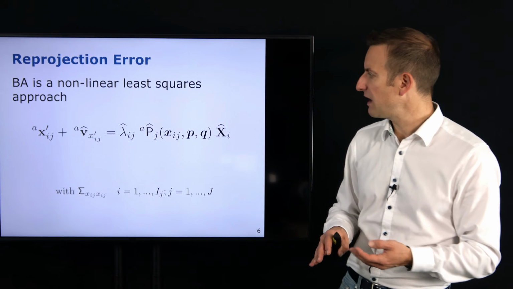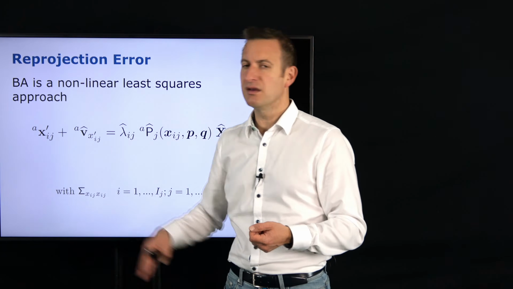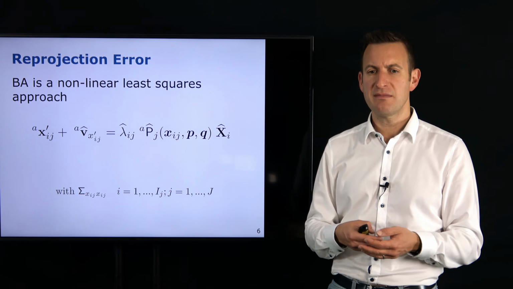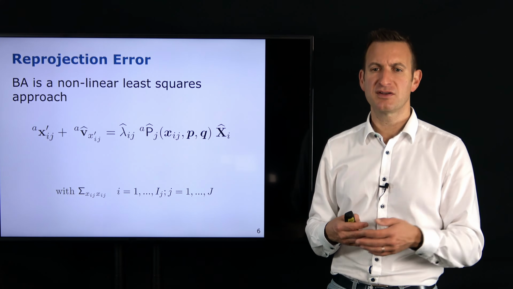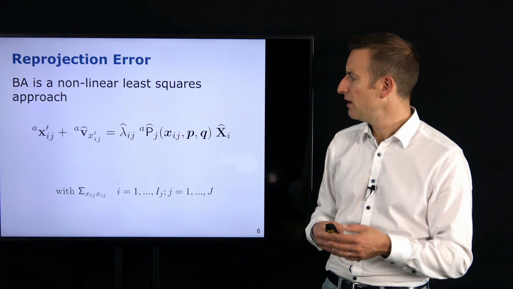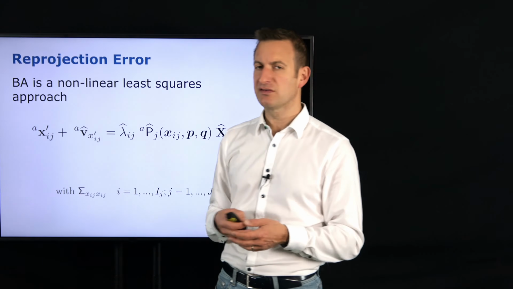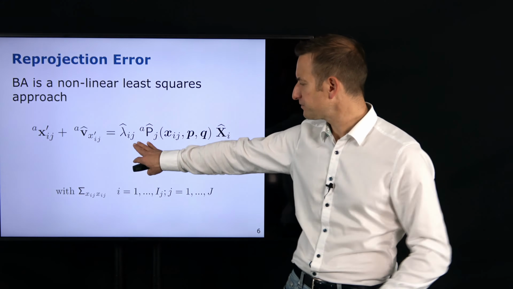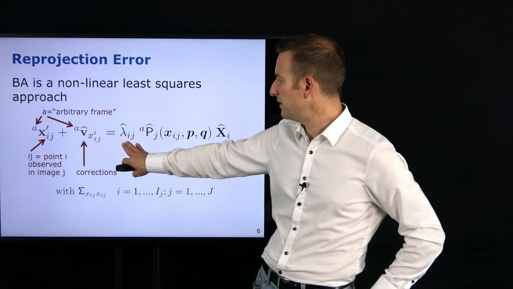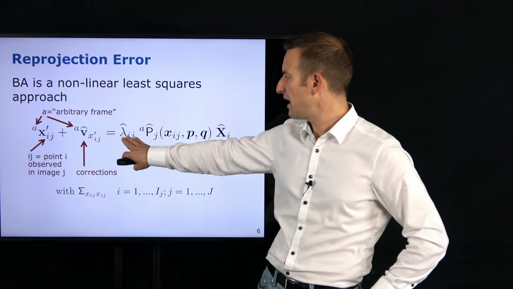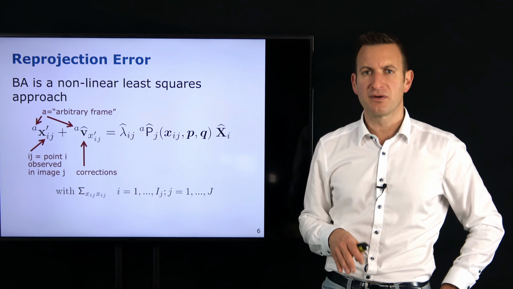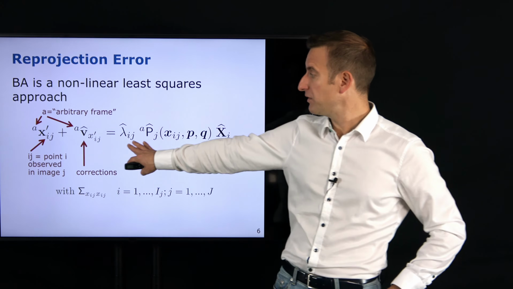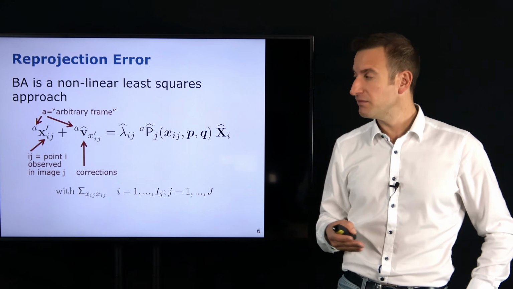We can actually set that up in the following form. We have here the coordinates of a point in an image, x_ij, where i is the index of the point and j is the index of the image. So this is the 2D pixel location of a point in an image. Then we have our corrections applied to it. And then on the right-hand side of the equation, we have a scale parameter resulting from the fact that we are living in a homogeneous world over here, so every equality is only defined up to a scale factor.